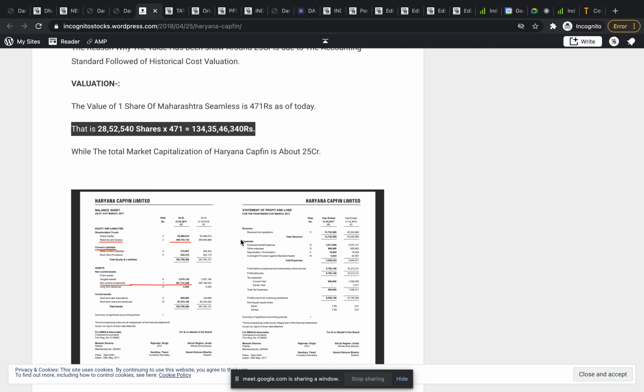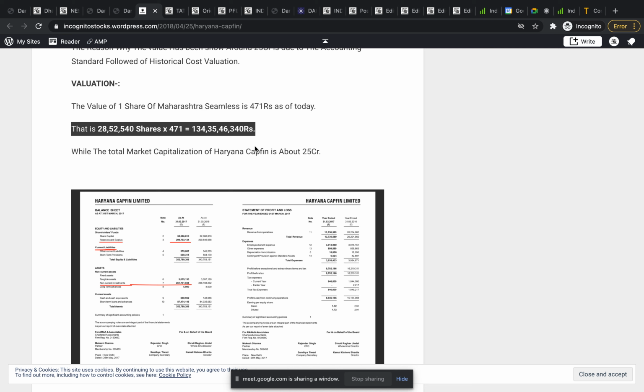This was a penny stock idea that we suggested quite a while ago, and this company is holding shares of Maharashtra Seamless. At the time of writing this report, the company had 134 crore worth of shares of Maharashtra Seamless. Now, the market capitalization of Haryana Capfin was just 25 crore rupees. So you see, there is a valuation gap of 5 times between the market cap of the company and the holdings in the company.